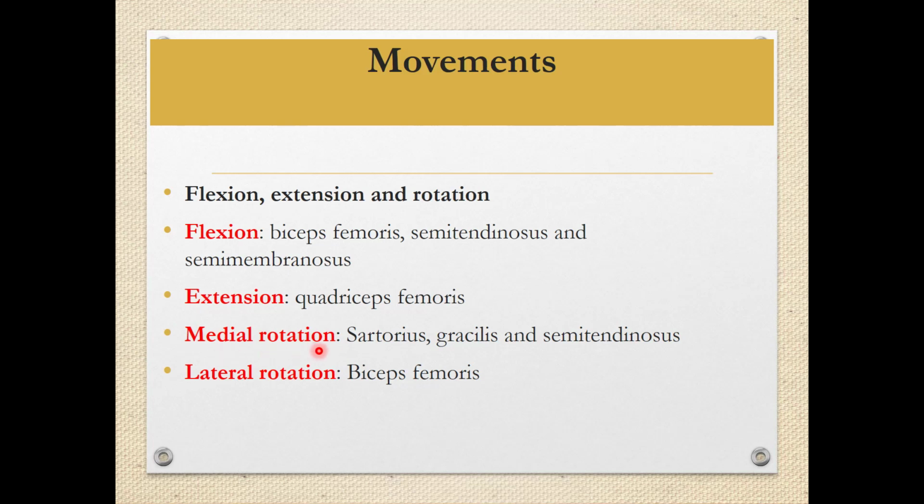Then there are medial rotators which are sartorius, gracilis and semitendinosus. Sartorius and gracilis are present in the medial compartment of the thigh. Along with the semitendinosus, they will do medial rotation. Then there is only one lateral rotator which is the biceps femoris muscle. Remember this thing, the biceps femoris muscle is present in the posterior compartment of the thigh. It will do lateral rotation of the knee joint because it is present over the lateral side.